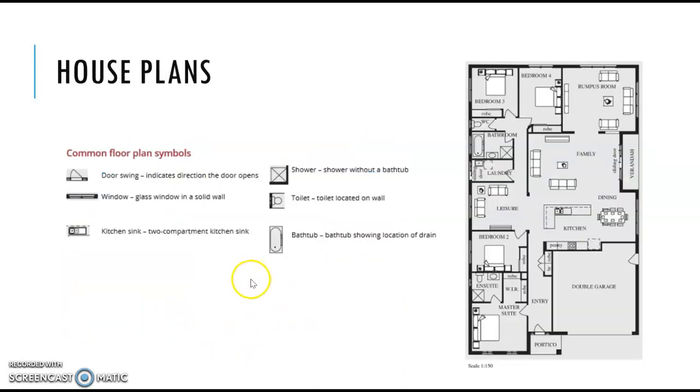On a common house plan, you would have a key, which has all the symbols on it, showing you all the features in the house, and they're generally standard, so you can see all of the pictures of what they look like in the key, and then you should be able to find them in the house.